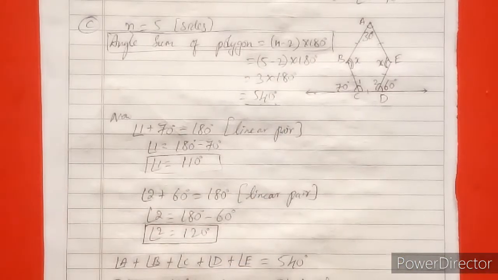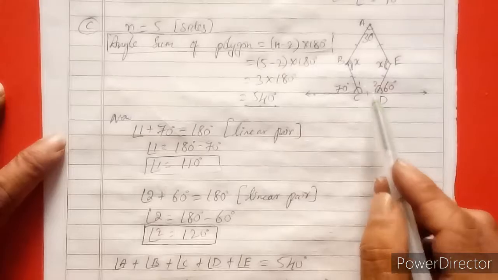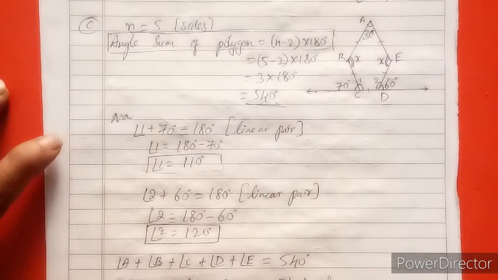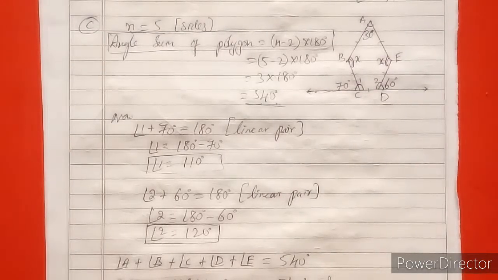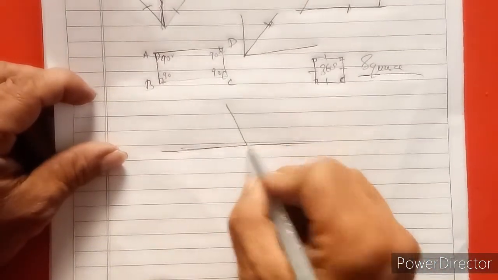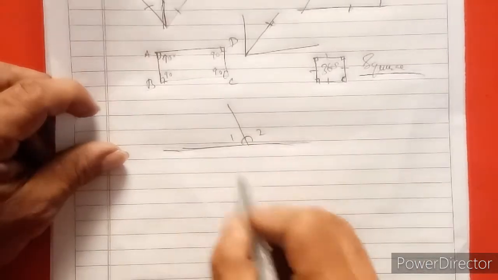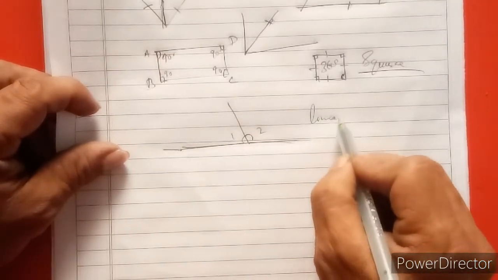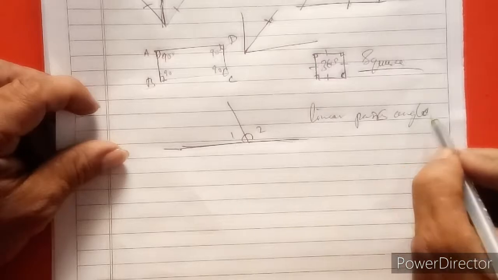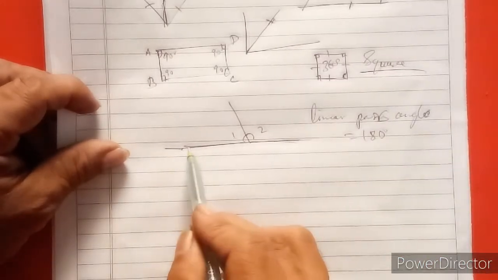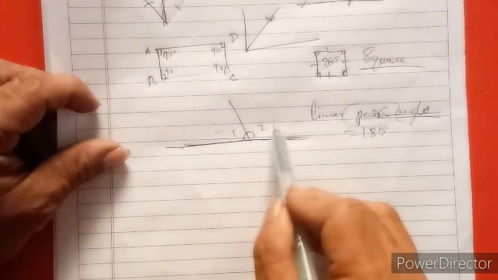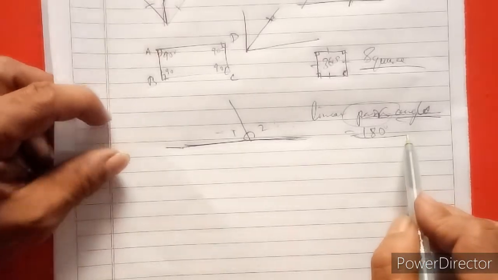Now we apply linear pair angles. The total sum we got is 540. Here there is one baseline and one angle on it; this is one angle and this is the second angle. We call these linear pair angles. Linear pair angles always make 180 degrees. Linear means single, and pair means two angles, so the total sum of the pair of angles is 180 degrees.